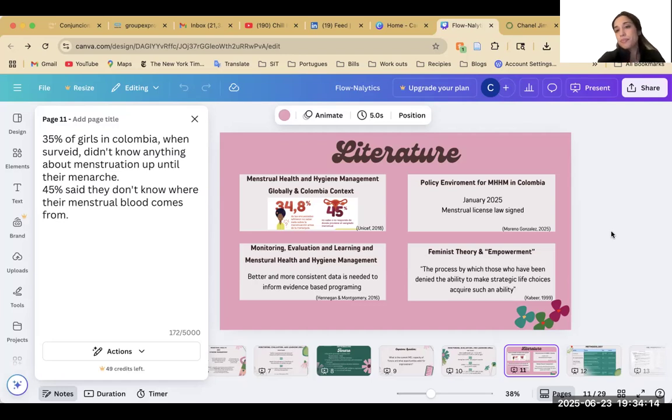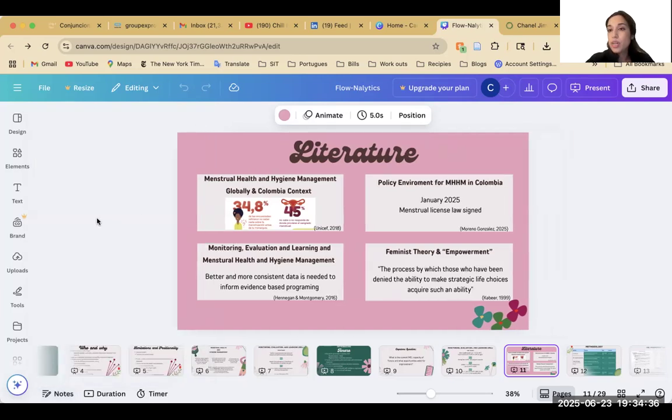So then I wanted to look at the policy environment for menstrual health and hygiene management in Colombia. There's a lot that has been done in Colombia. One interesting and exciting law that was signed recently, in 2025, was a menstrual license law. This gave girls and women who go to school and work a day off every month for their menstruation. So it's acknowledging menstruation in law.